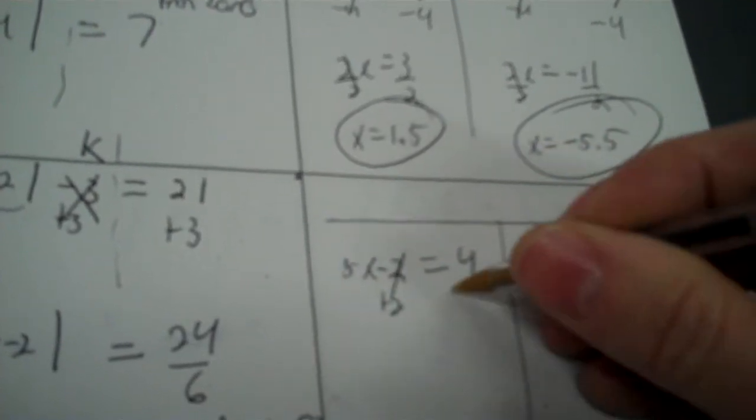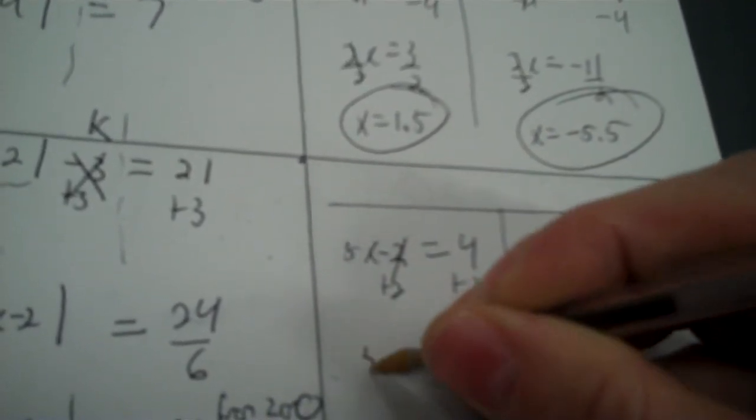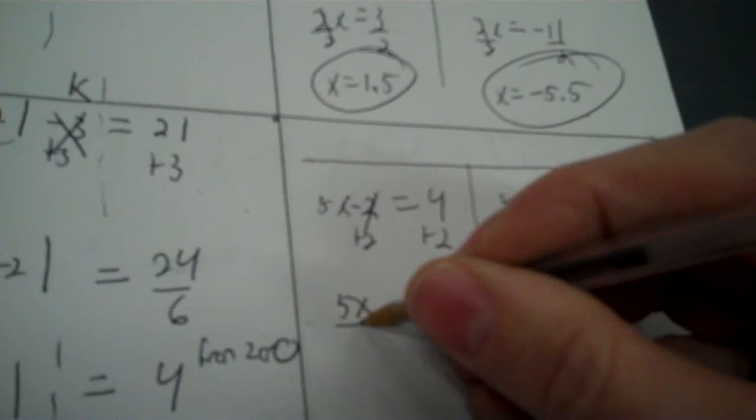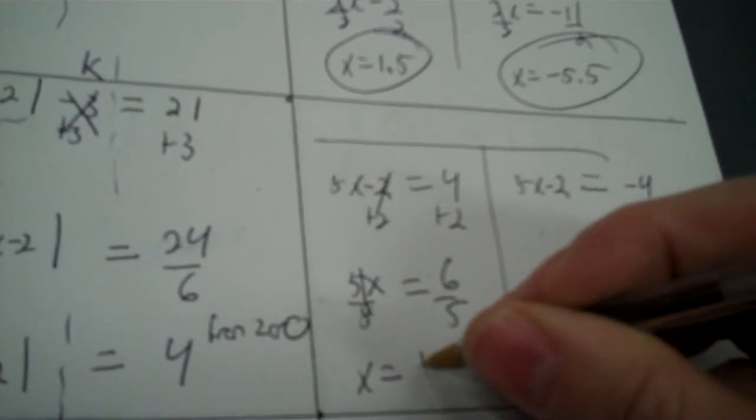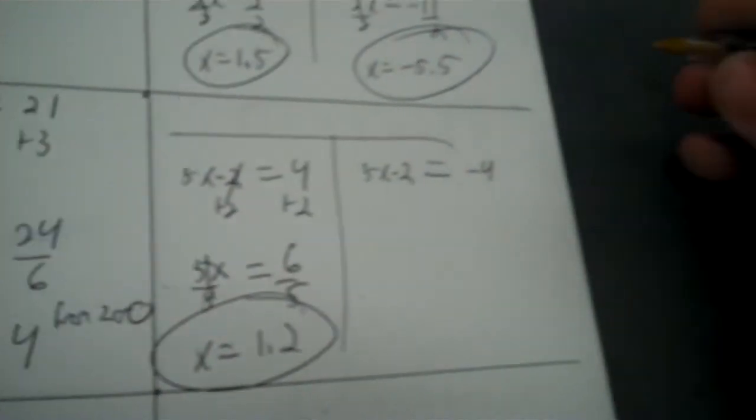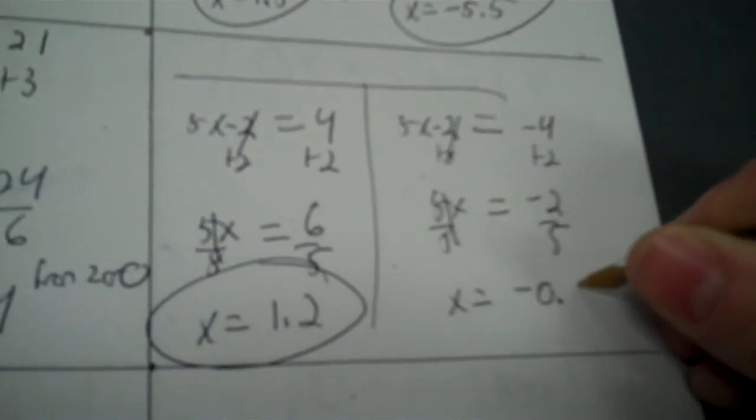So it's 4 from 0. So you could be at 4, or you can be at negative 4, to be 4 from 0. So I plus 2, that's 6. So 5 times x is 6. Divide 6 by 5, and 6 divided by 5, I believe, is 1.2. Now I plus 2, that's negative 2. Divide by 5, and negative 2 divided by 5 is negative 0.4.